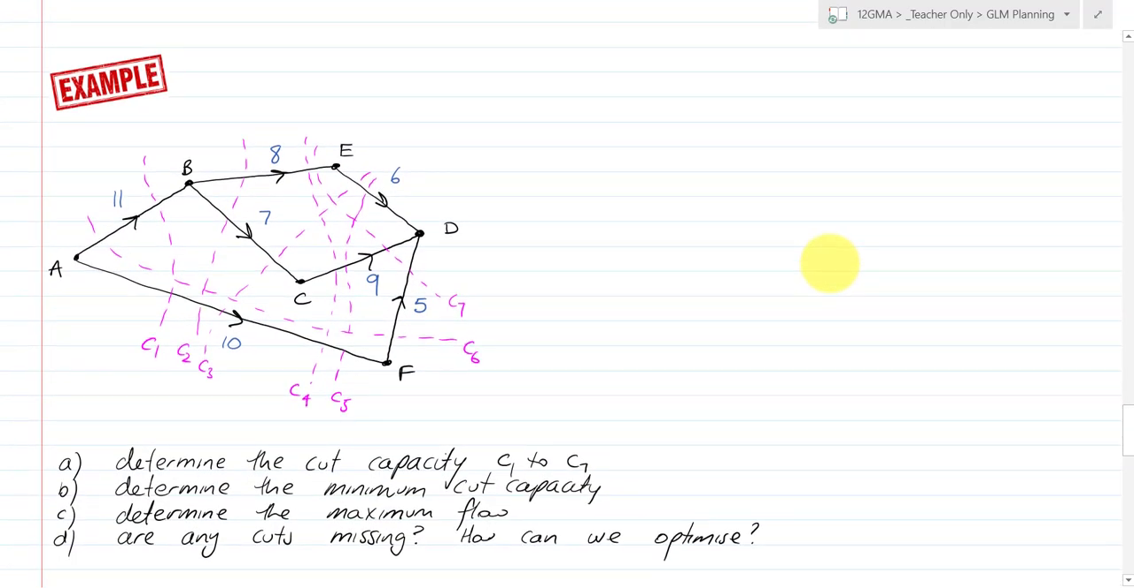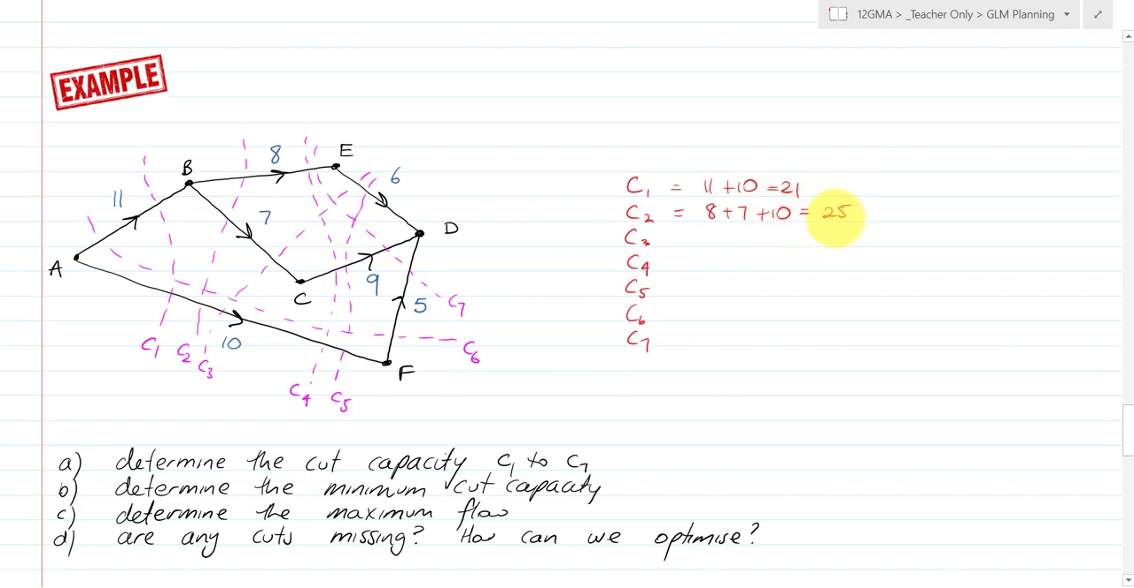Oof, out of this world. There are 7 cuts on this diagram. We're going to determine the cut capacity of all 7 first of all. So I'll do them over here. C1, C2. So C1 has a cut capacity of 11 and 10. So 11 plus 10, which is 21. C2 has a cut capacity of 8, 7 and 10. 8 plus 7 plus 10, which is 25.